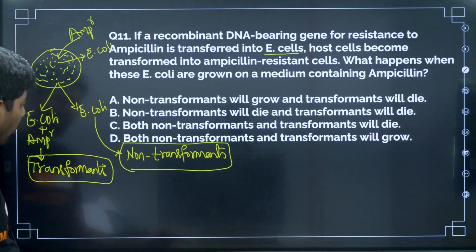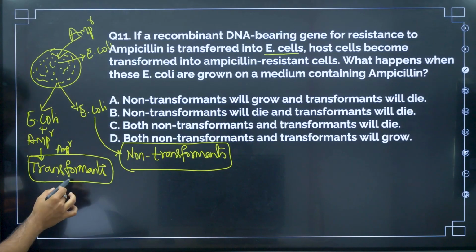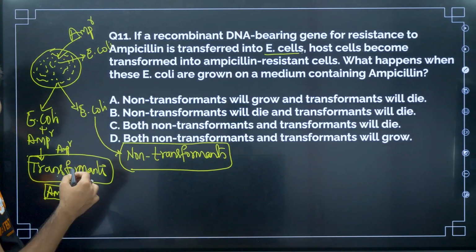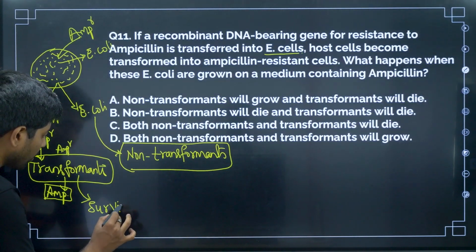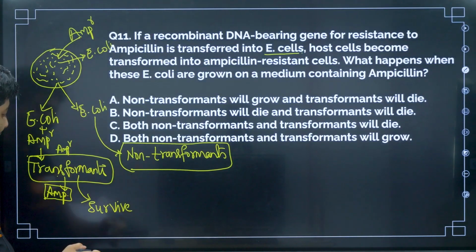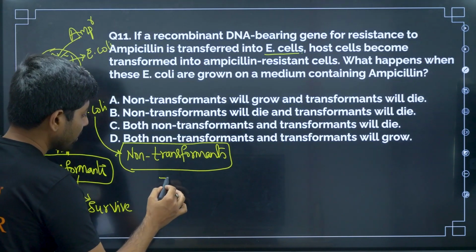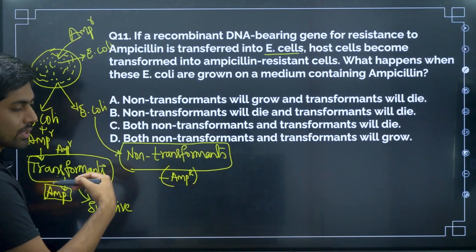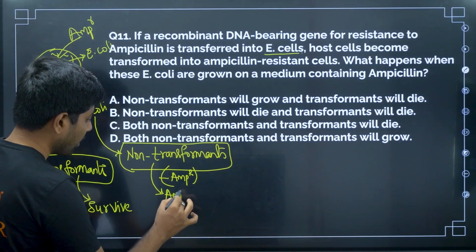Now if this is clear, what will happen? These transformants contain the ampicillin resistant gene. Therefore if we put ampicillin, they will survive. Why? Because they have the resistant gene and can resist the toxicity of the ampicillin. While the non-transformants do not have the ampicillin resistant gene. Now if these transformants come in contact with ampicillin, what will they do?